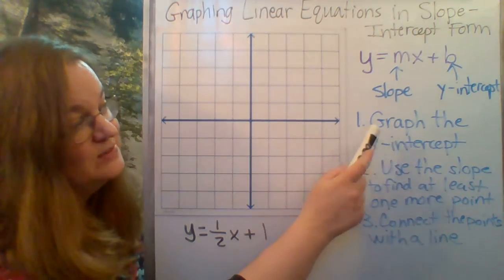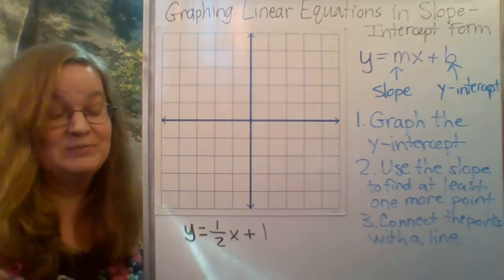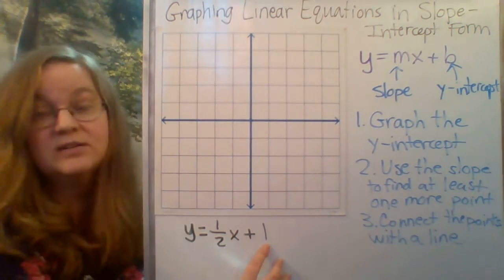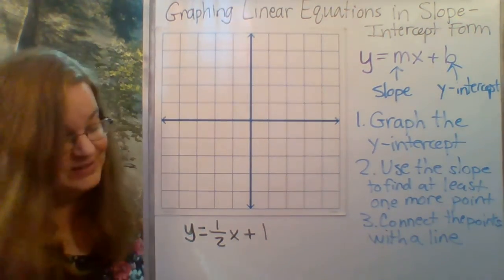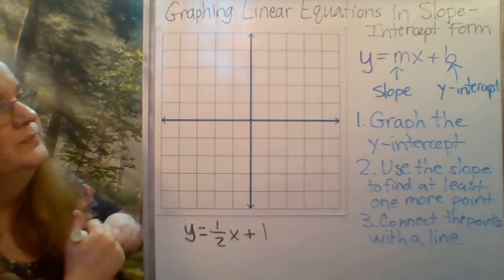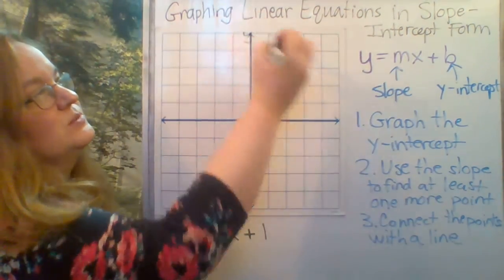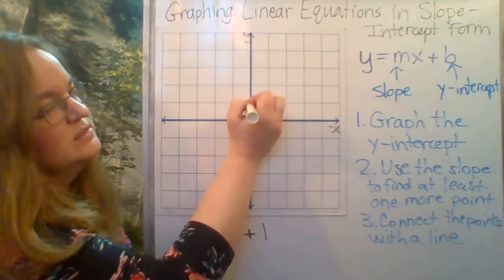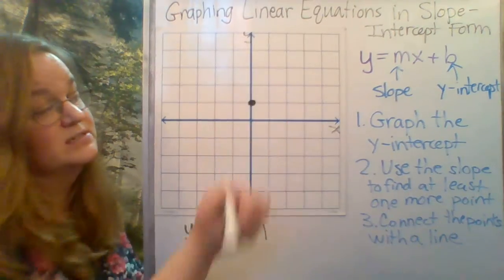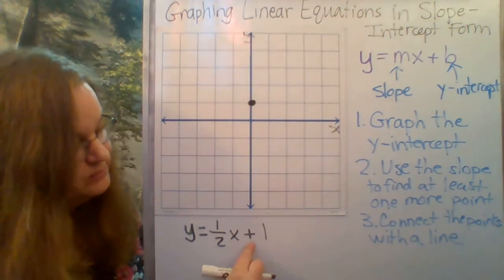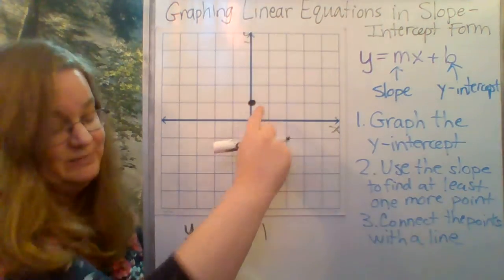When we're going to graph it, we have to start with the y-intercept. So in this equation, the constant, the number that's by itself, is 1. So I'm going to start with my y-intercept of 1. This, of course, is the y-axis and the x-axis. The y-intercept is the point where the graph touches the y-axis. So at plus 1, we put a dot.